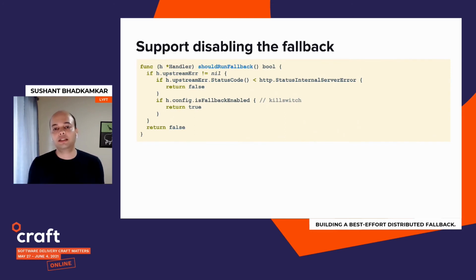disabling the fallback. And I guess one thing I forgot to mention about the feature toggles or configuration system that we have is that we can deploy those changes within 2 minutes or so. So once we make that change and deploy it, we can disable a particular feature, or in this case, the fallback, in 2 minutes if we notice that it's making the problem worse.